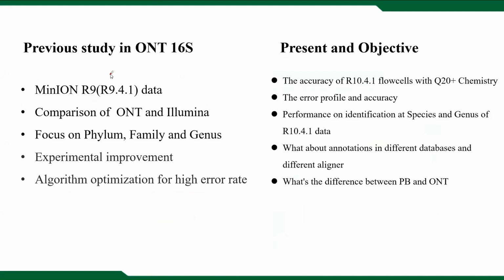Previous research has mainly focused on the following 5 points. For MinION sequencer R9 data, comparing the results of Nanopore and Illumina data. Focus on research at the level of phylum, family, and genus. Experimental methods to improve analytical accuracy. Improving analysis accuracy through algorithms.